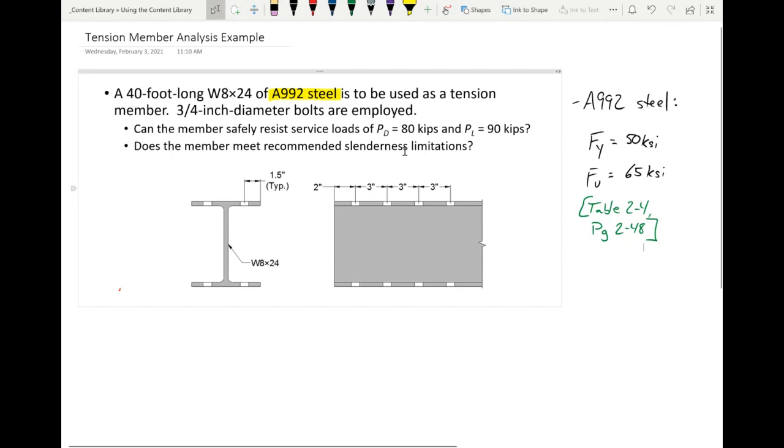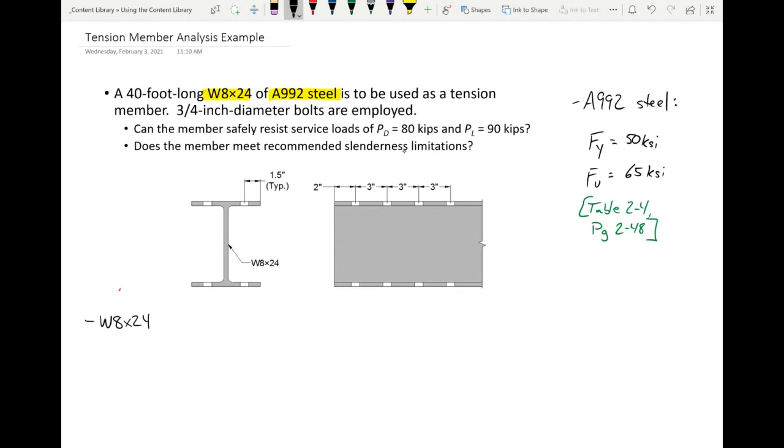Now, we are dealing with a W8 by 24. So we're going to need some properties for a W8 by 24, and this is going to be in Table 1-1. Just to make sure that everybody's on the same page, this is what I'm going to do.